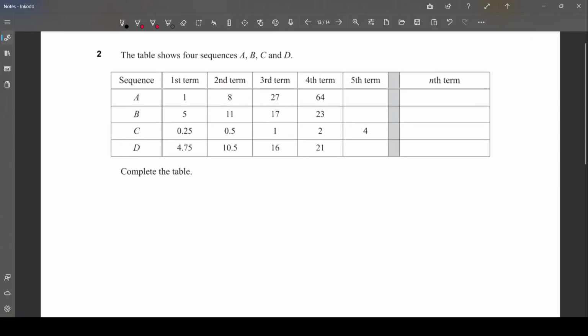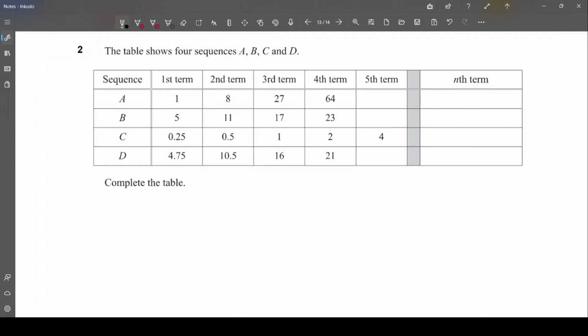So in this you can see we have a square sequence or cube sequence. I think it's a cube sequence. It's giving me 1 cube is 1, 2 cube is 8, 3 cube is 27, and 4 cube is 64, right? So here I should get 5 cube, and 5 cube is what? 125. So the fifth term is 125.